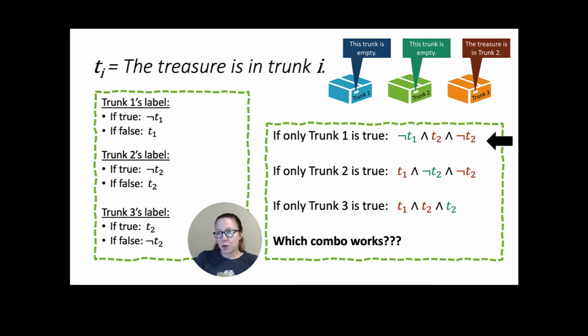Well, let's take a look at the first one. What we see is we have this situation, T2 and not T2. The treasure is in trunk 2 and the treasure is not in trunk 2. This is a problem because this can't happen, right? It can't be both in trunk 2 and not in trunk 2. In fact, this then tells us that this whole thing doesn't work. We can't resolve this. So trunk 1's label is clearly not telling us the truth. Trunk 1's label must be false.